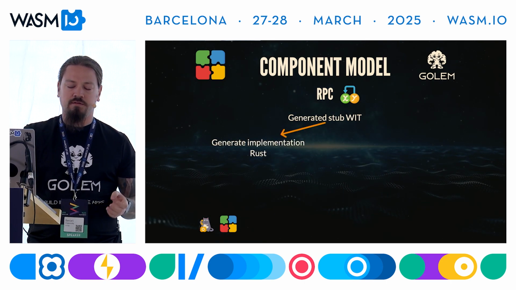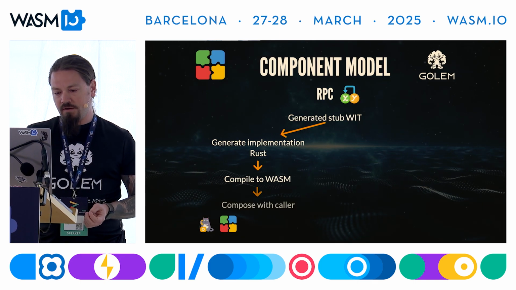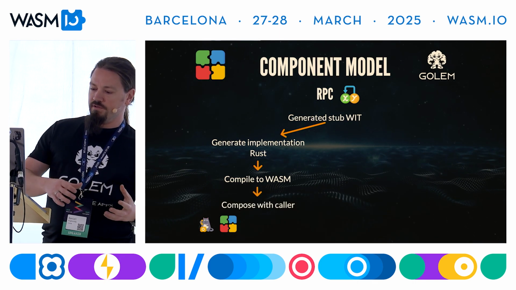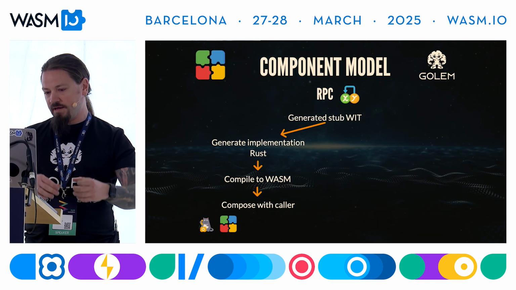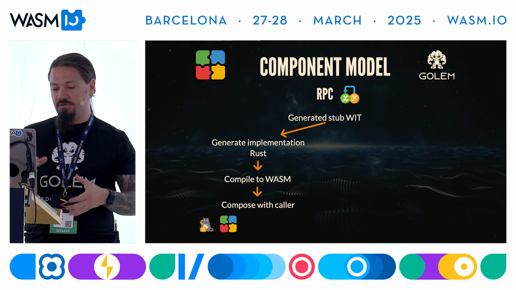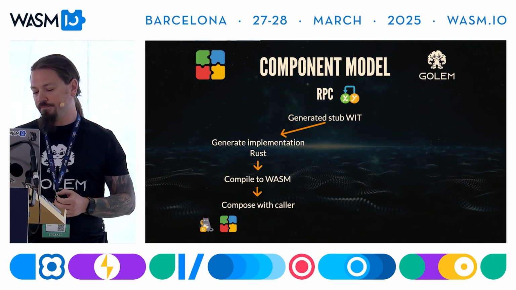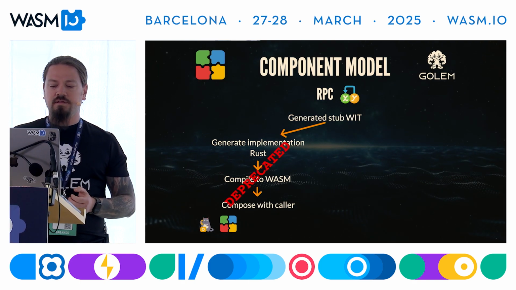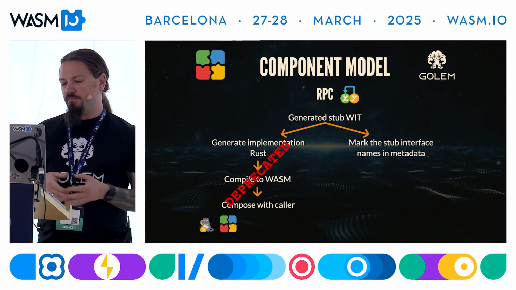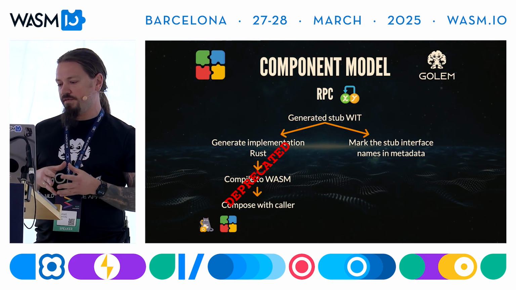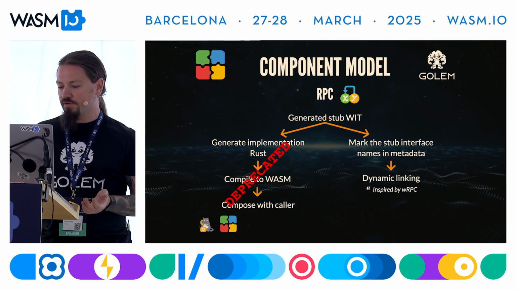But what implements it? Originally, we were generating an implementation for it in Rust and compiled it to Wasm, and then composed this compiled component with the caller component. And by that, we eliminated the dependency on the generated client stub. And it was only depending on the generic dynamic host interface that Golem implements. We are treating this as deprecated now because we have another way where you are just marking all these generated stub interfaces, recording their names in some kind of metadata, and then doing dynamic linking, which was actually inspired by looking at WRPC.